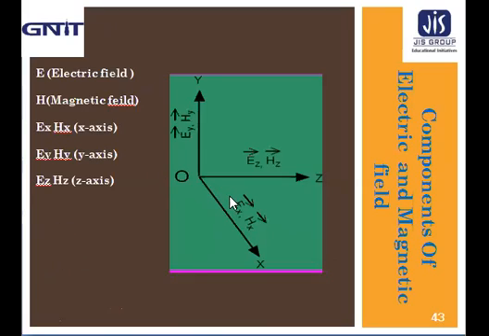Now, from this figure, we can see the components of the electric and magnetic fields. There are three directions, that is X, Y, and Z. Here E is the electric field and H is the magnetic field, and Ex and Hx are according to the x-axis, Ez and Hz are according to the z-axis, and Ey and Hy are according to the y-axis.